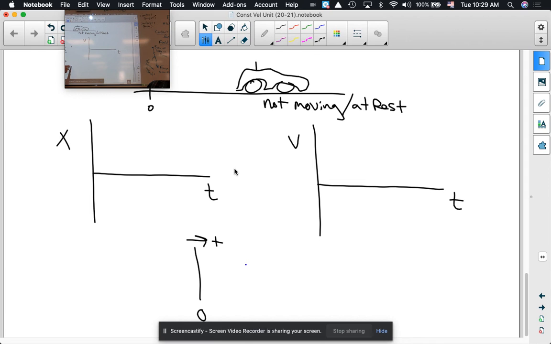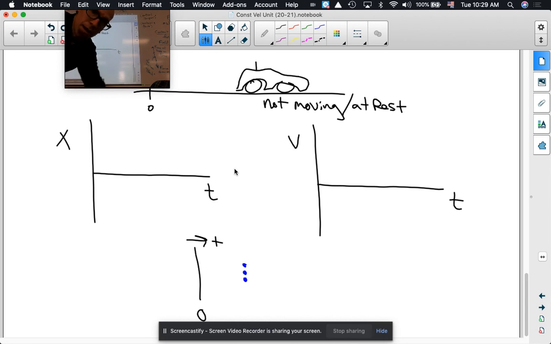Well, the motion map would look like this because it is in a positive position away from the zero, and it's not going anywhere. Dots with no arrows. And again, we put them vertically so that we can say, hey, it was doing this for a period of time, and it wasn't moving the whole time.